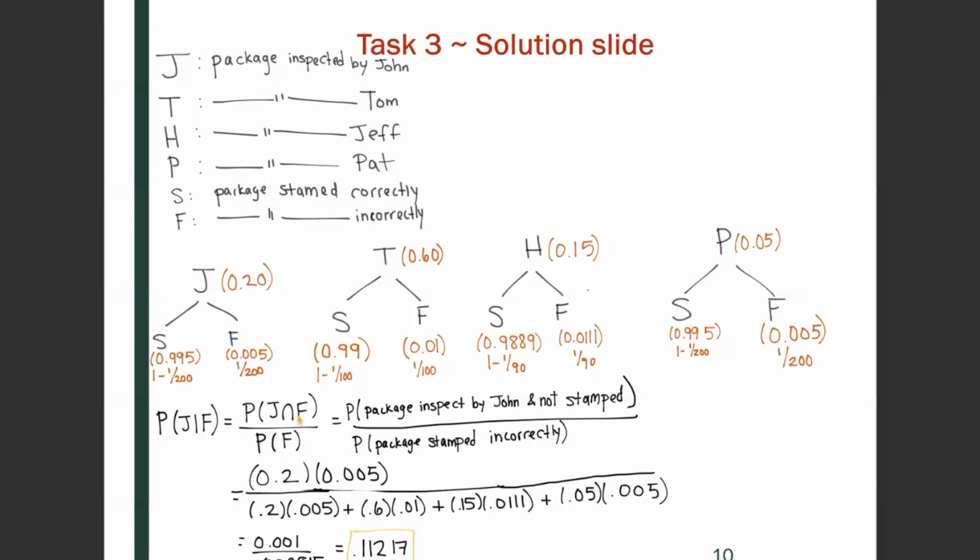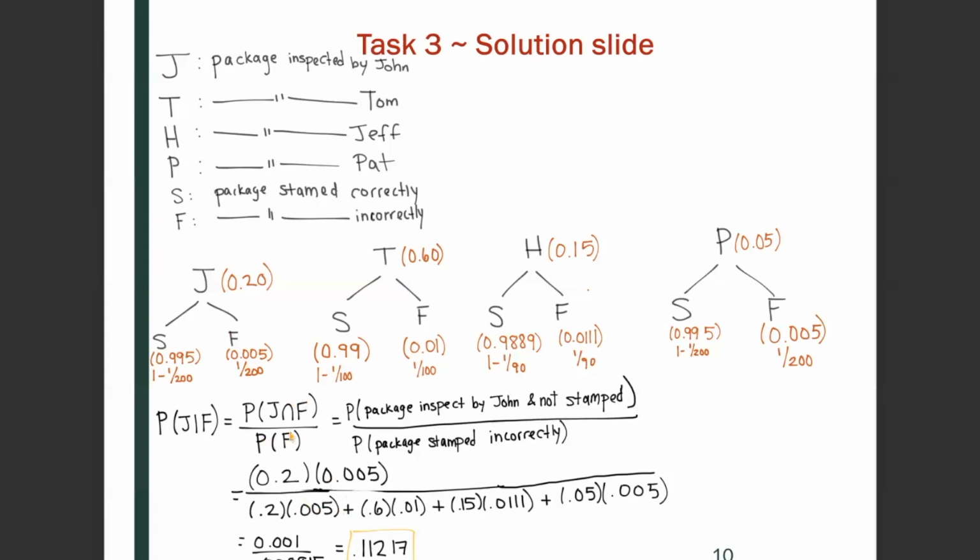So here, let's just look at the probability of J intersect F. That's going to be the probability of J times the probability of F for J's situation. So here we have the probability that it was inspected by John was 0.2, and then the probability that John had failed to stamp it correctly would be 0.005. So we're going to multiply those values together.